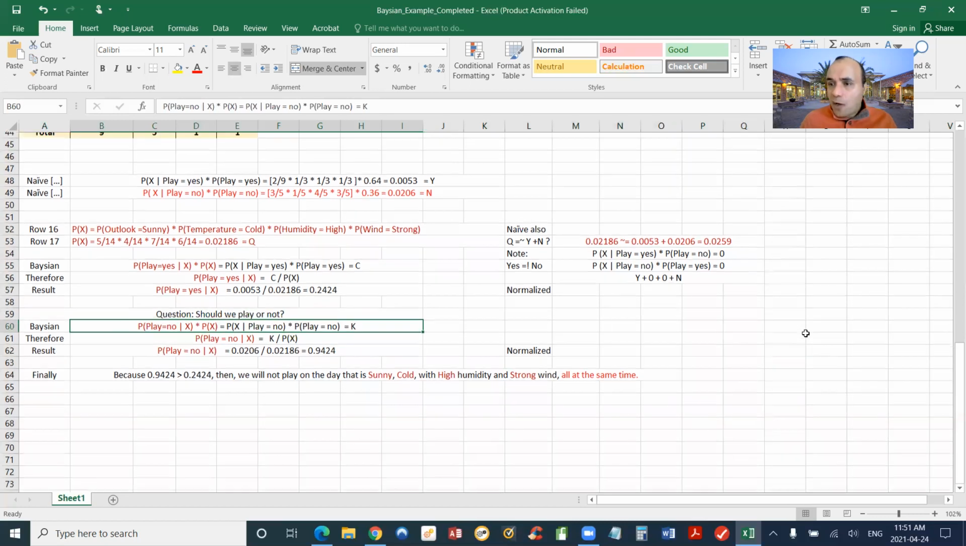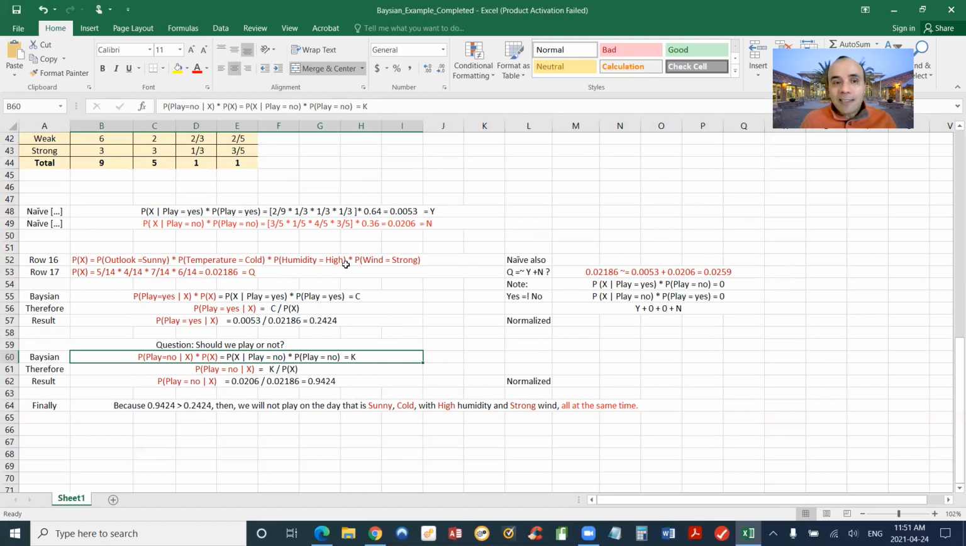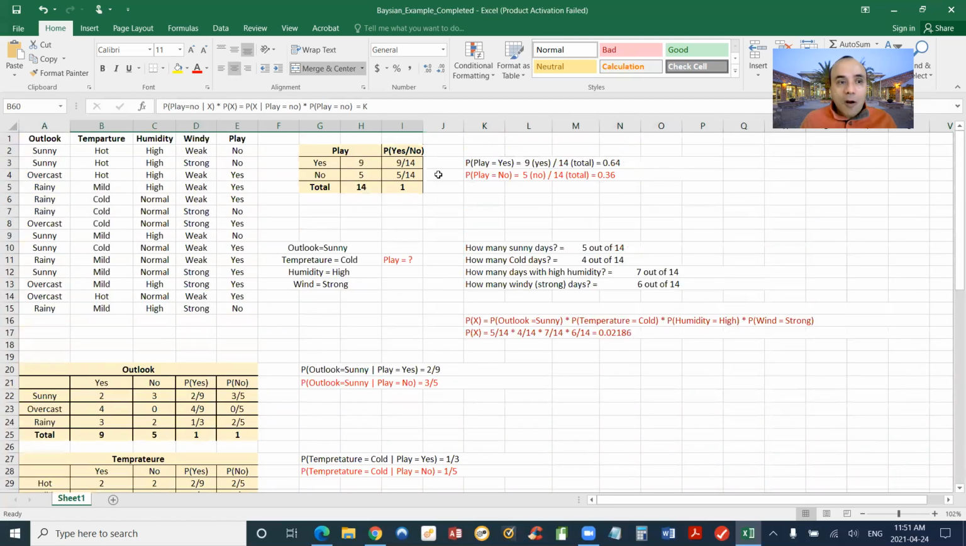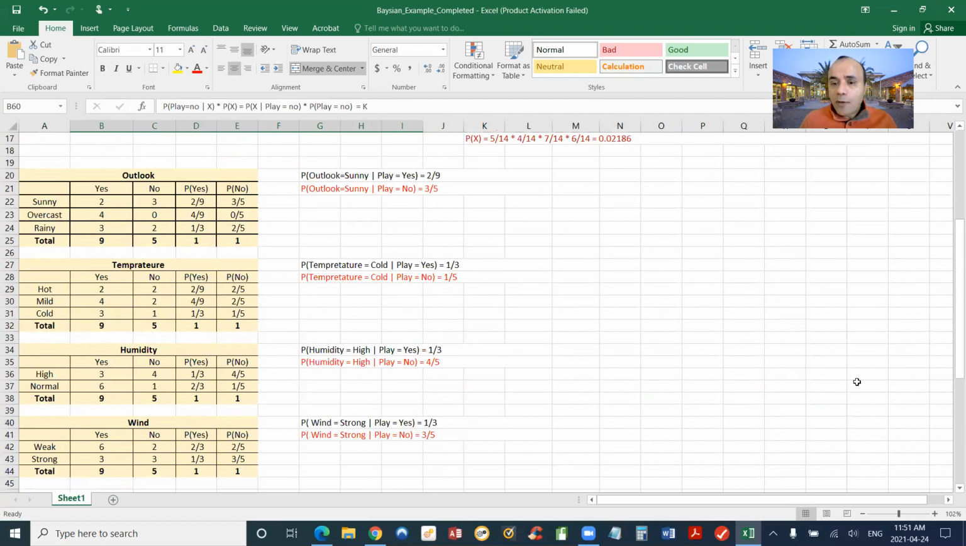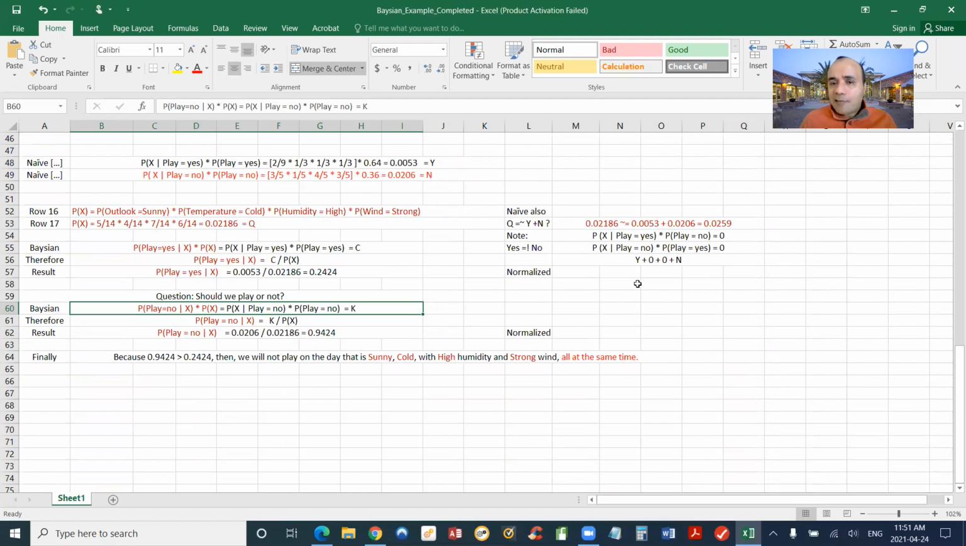Now, there is a small side note that I want to make. We assume that the events that we spoke of, outlook, temperature, humidity, and windy, are independent. There is a simple test. If there is a play no, what's the probability that you had yes and the X happened? Of course it's 0, because these two are not related. You can't say play no and play yes at the same time.